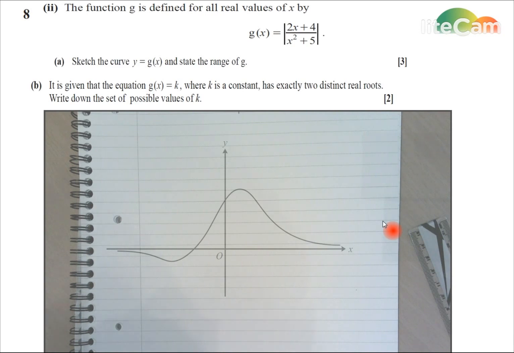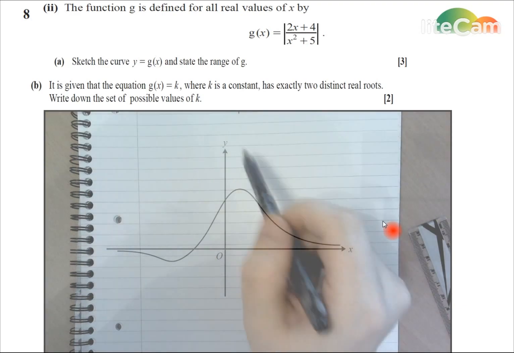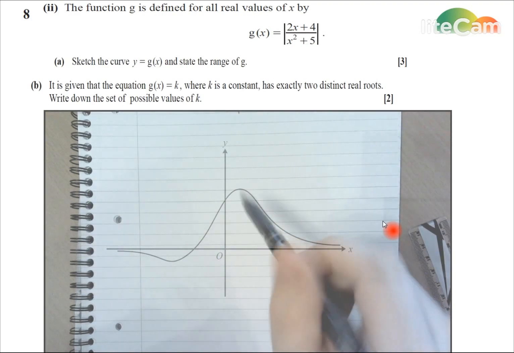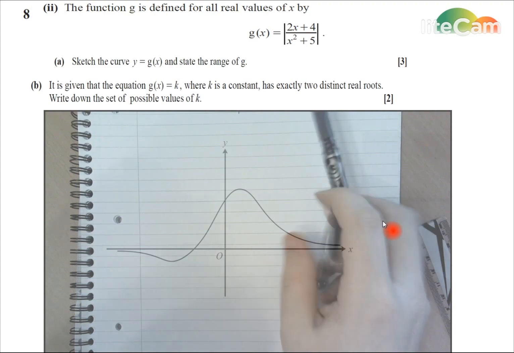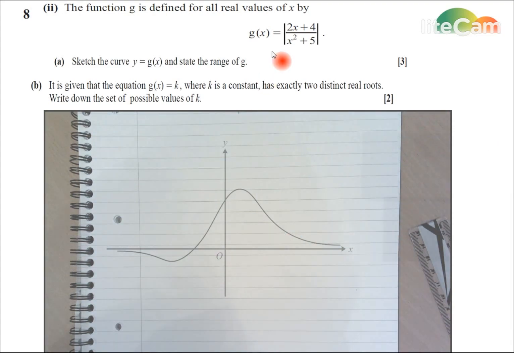Question 8, part 2. The function g is defined for all real values of x by g of x equals the absolute value, the modulus, of 2x plus 4 over x squared plus 5. Part A asks us to sketch the curve y equals g of x and state the range of g. Right, here we've got the curve from the previous question, which is pretty much the same as the one above here, just without these modulus signs.